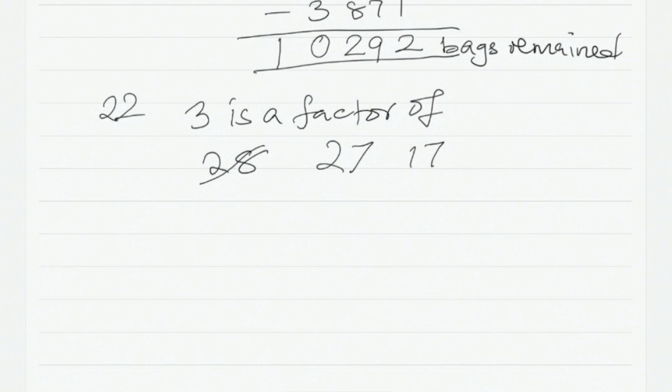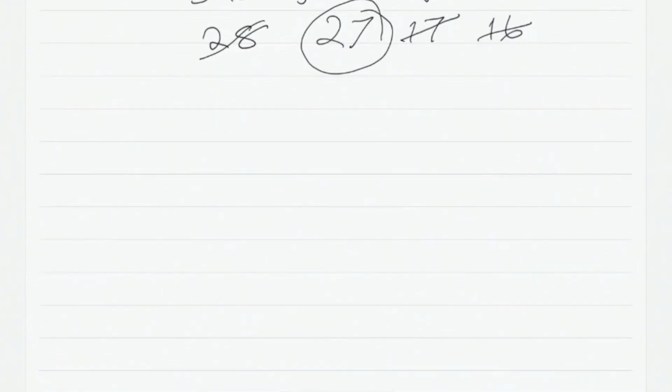We look at 17. 3 can divide into 17, but it will still remain with a remainder. So it is not a factor. We'll try 16. 3 into 16, it will go in 5 times, but still there will be a remainder of 1. So the only number that can make 3 a factor of it is 27, giving us the answer 27 there. So our answer is B.